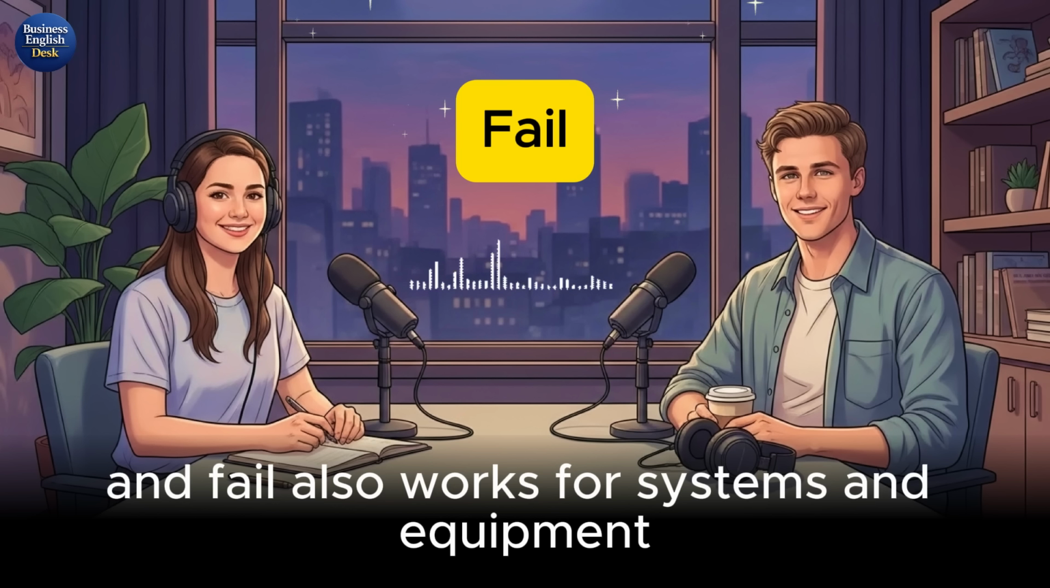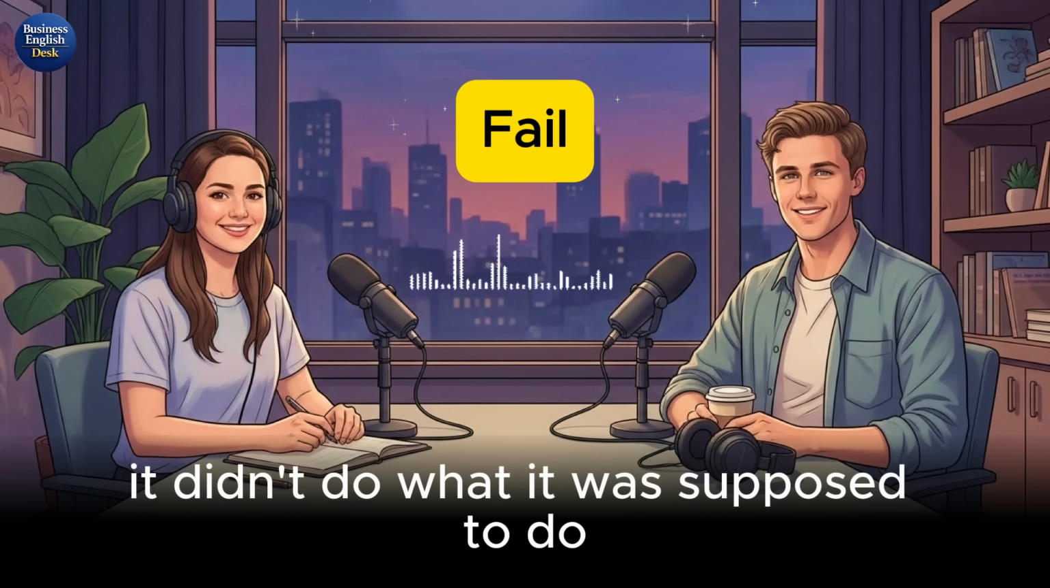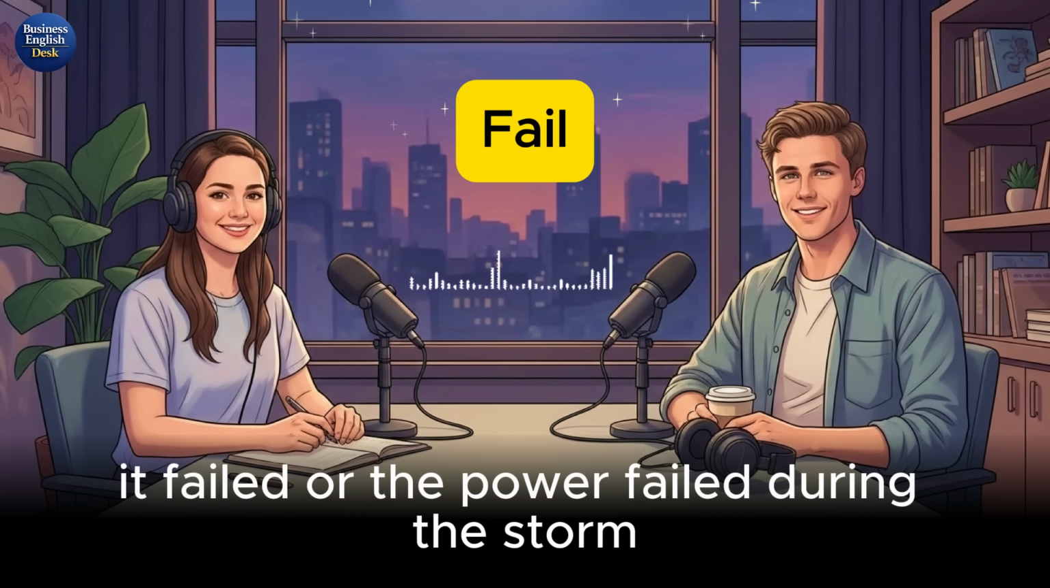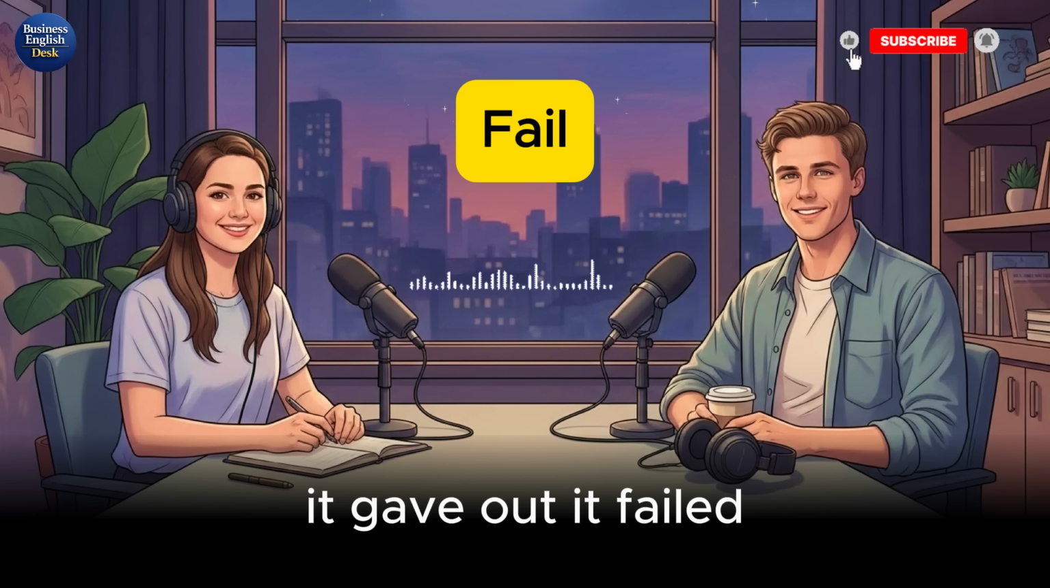And fail also works for systems and equipment, like the engine failed, meaning it stopped working. It didn't do what it was supposed to do. It failed. Or the power failed during the storm, meaning the power stopped working. It gave out. It failed.